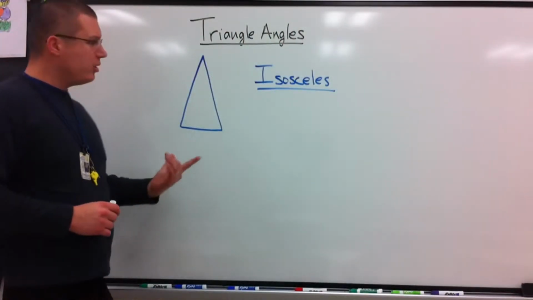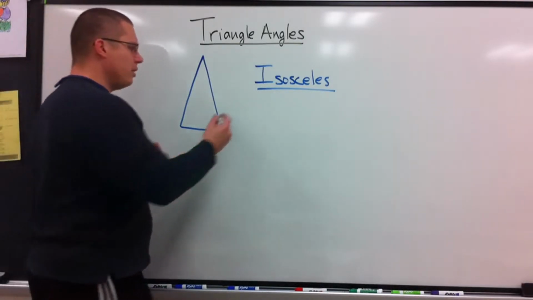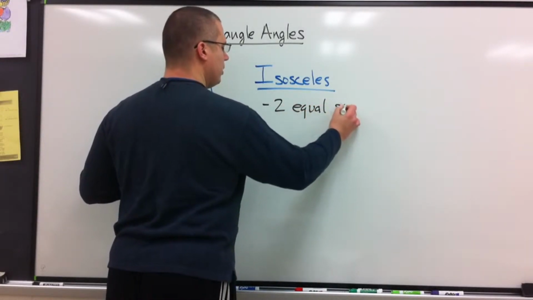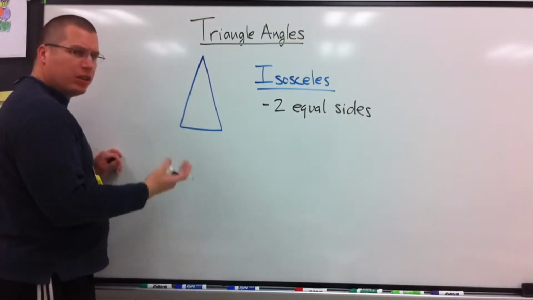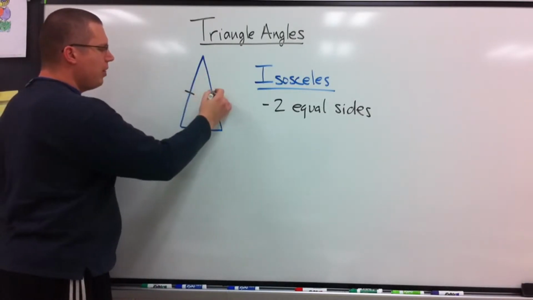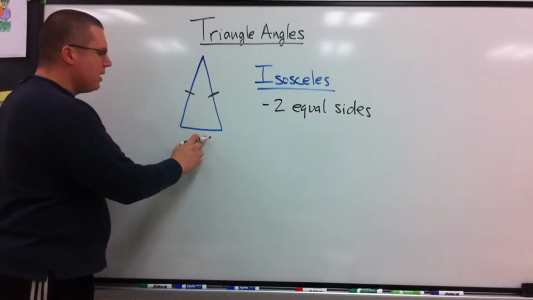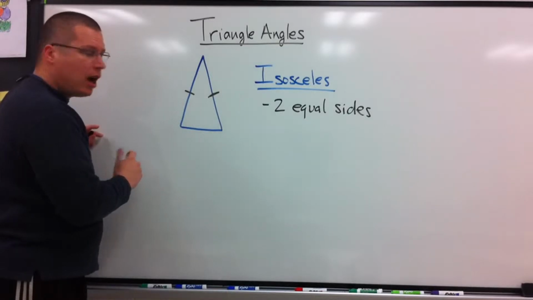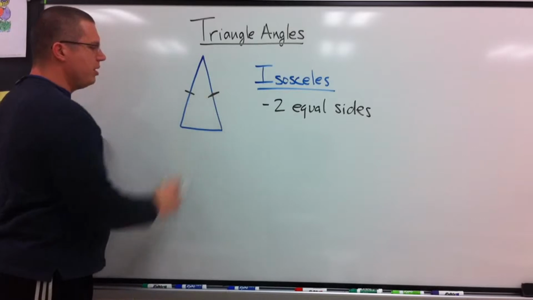The next type of triangle is an isosceles triangle. Isosceles means there's 2 equal sides. If I look at this picture, I can clearly see which 2 sides should be equal. This side should be equal with this side. I would not put a mark with the third side because the bottom or the third side is not congruent with the other pieces. I only want to mark off the things that are congruent. This side is equal to this side.